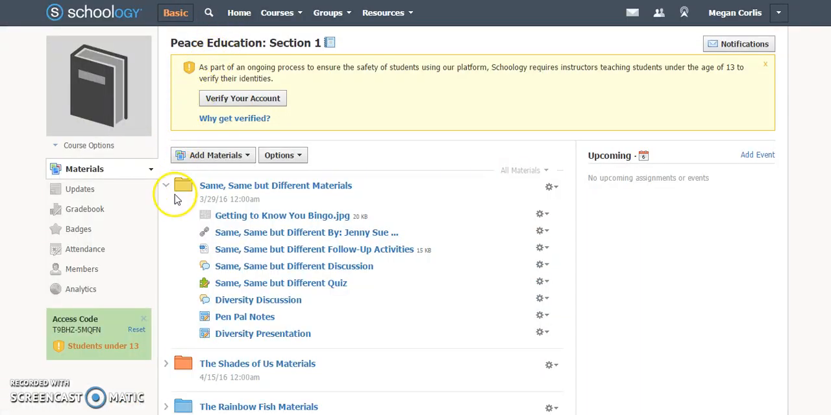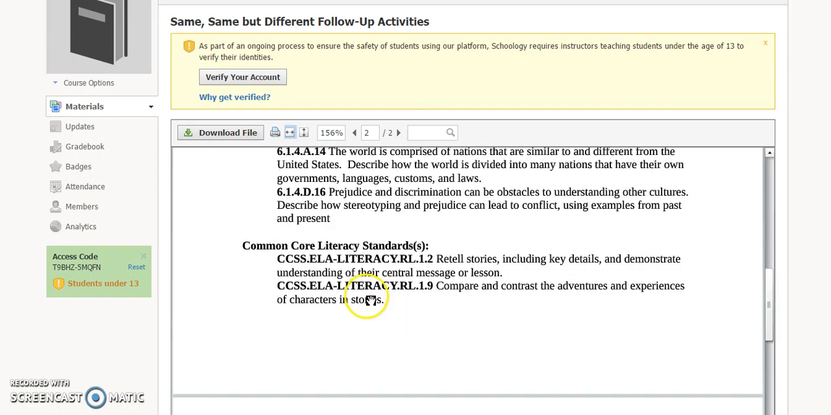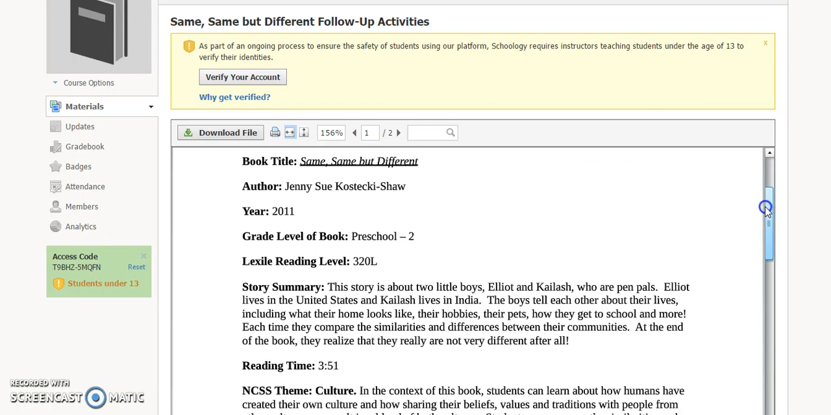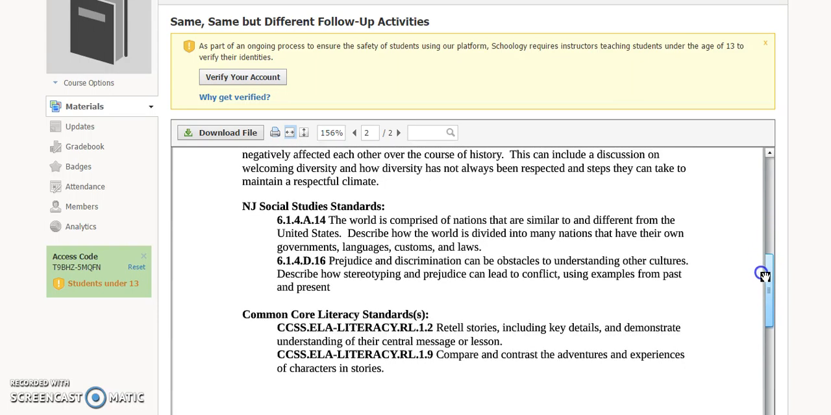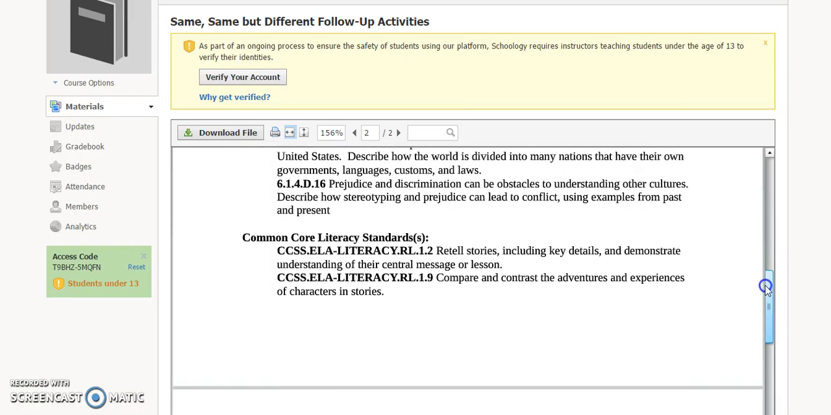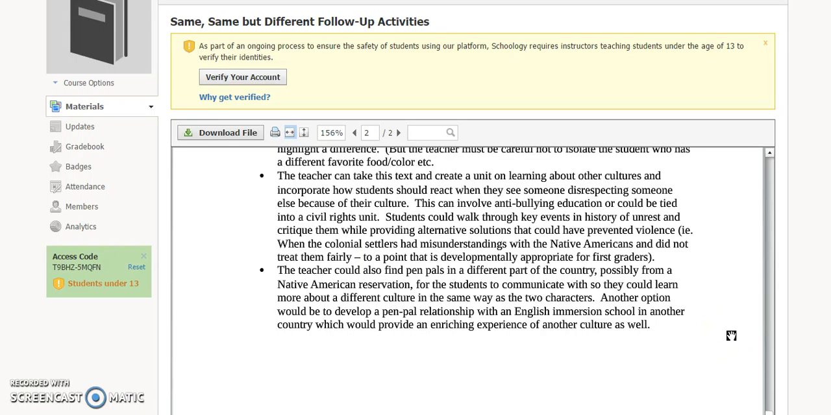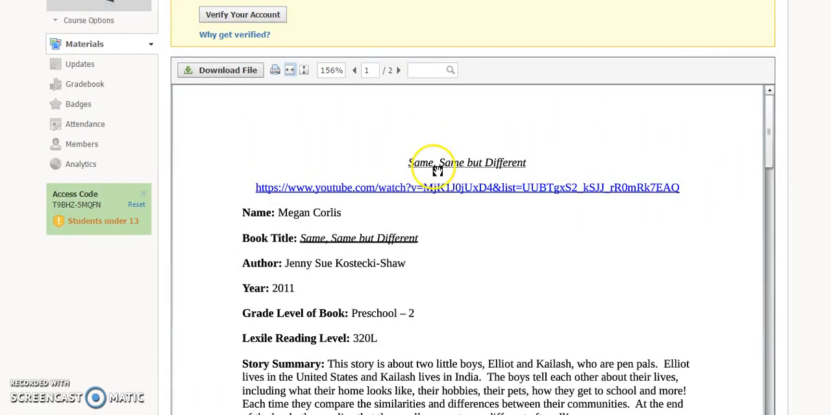I'm going to go back to the site. I also included examples of different follow-up activities. Okay. So I included the Lexile reading level of the book and a short plot summary, as well as I aligned it to the standards, Common Core standards, and the New Jersey Social Studies standards. I included different ideas for follow-up activities that you could do in the classroom with your students.